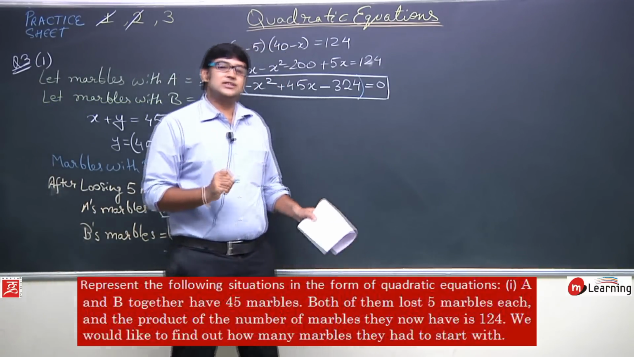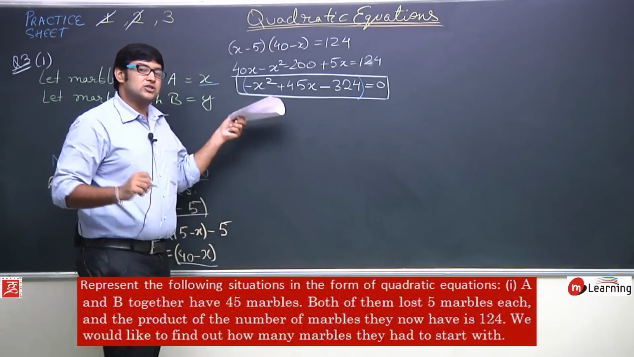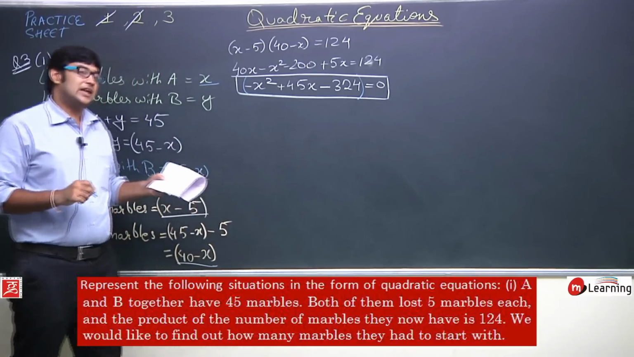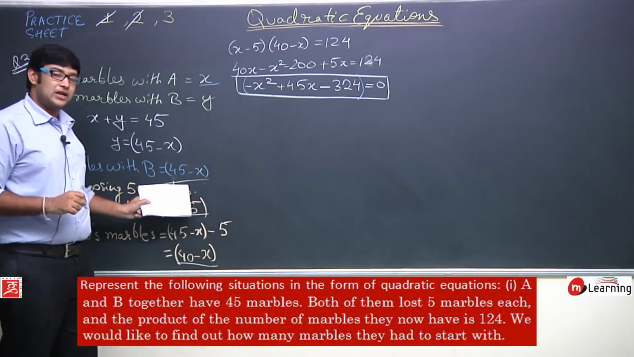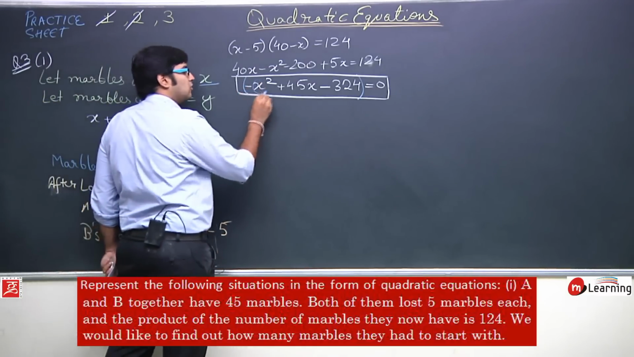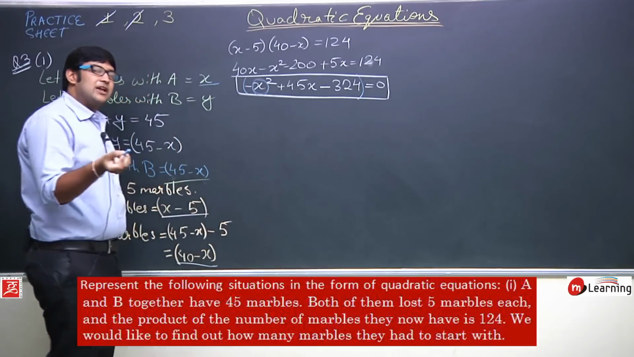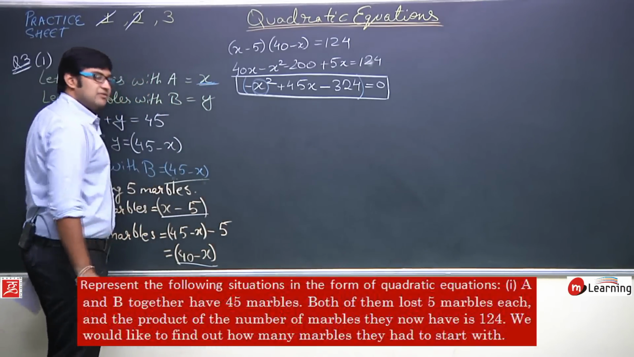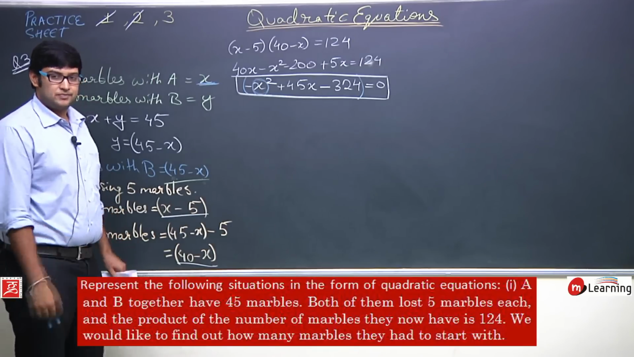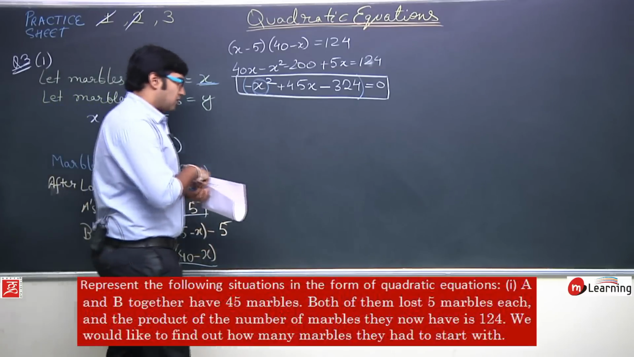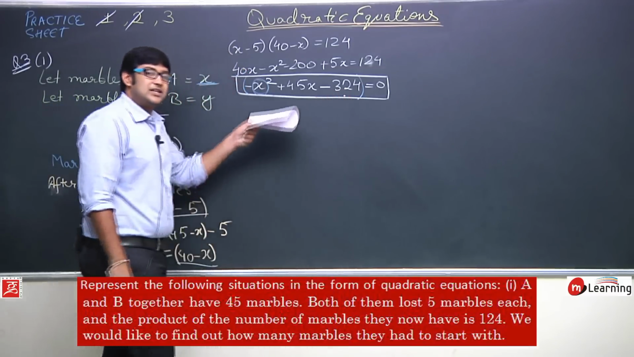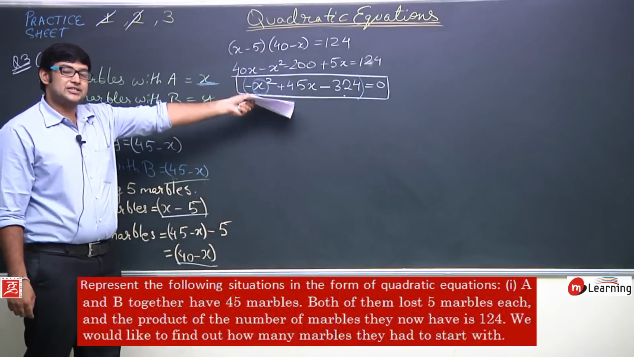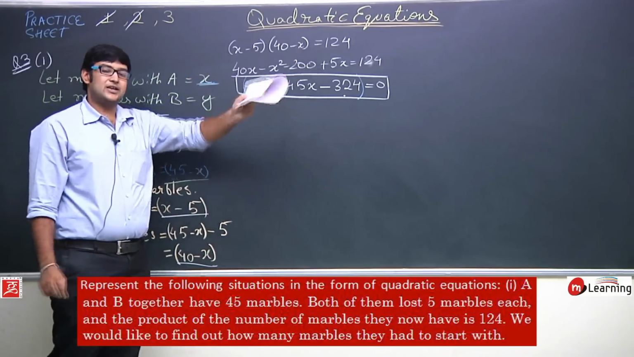So by solving this quadratic equation, by finding out the solutions of this quadratic equation, we can determine the number of marbles with A as well as with B. We just need to determine the value of this x. If we determine the value of x, that will be the number of marbles with A, and 45 minus x will give you the number of marbles with B. So in this manner, we have got this quadratic equation, and this is the representation of this practical problem. This is the mathematical representation in terms of quadratic equations.